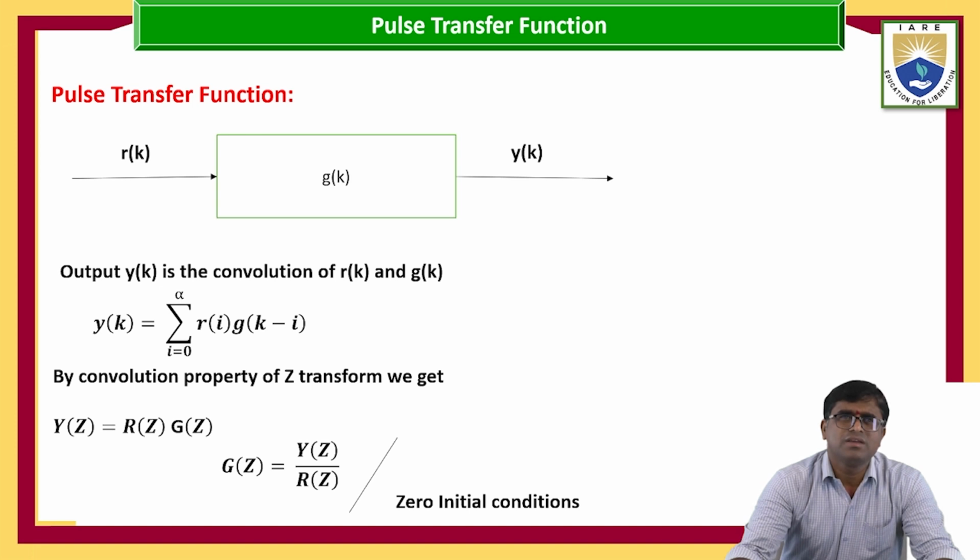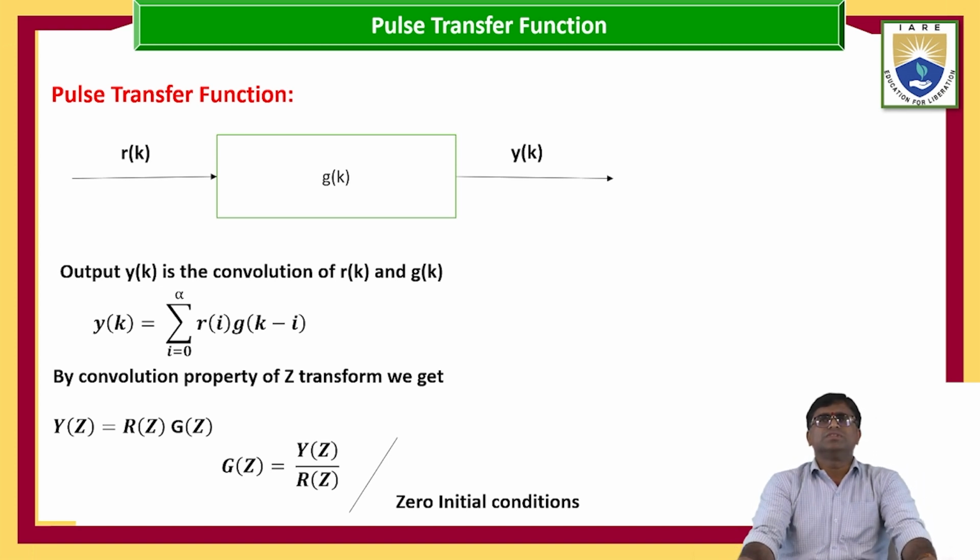By the convolution property, we have Y of z equal to R of z into G of z. From that, G of z, the transfer function of the system, is equal to Y of z by R of z. Here we consider all initial conditions to be 0. That is, in a system, the components are analyzed by finding the transfer function at zero initial conditions. If the initial conditions are not zero, there will be both negative and positive time interval values. That's why, for finding the transfer function, we take all initial conditions as 0.